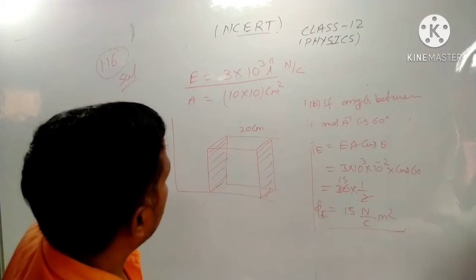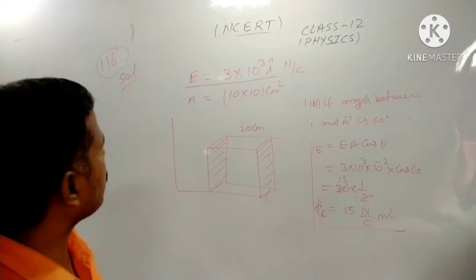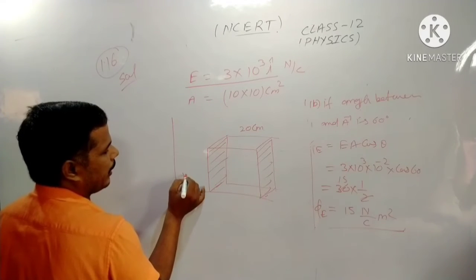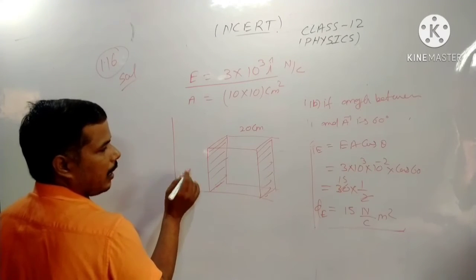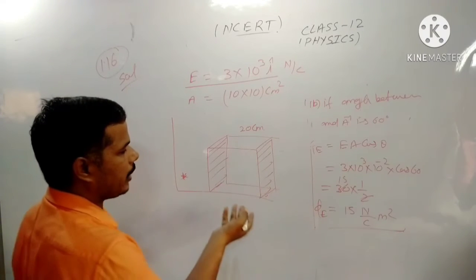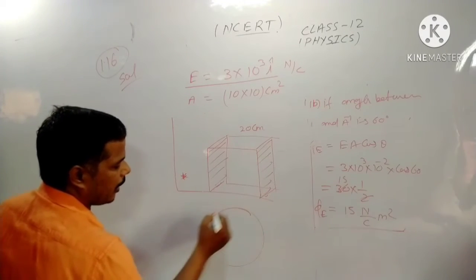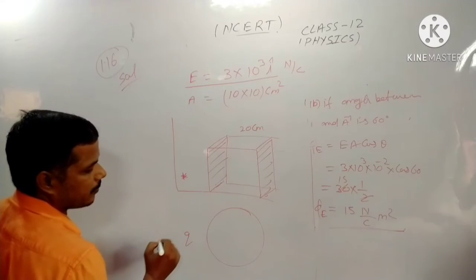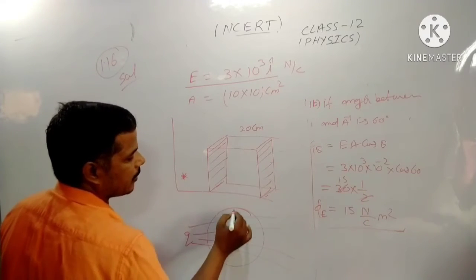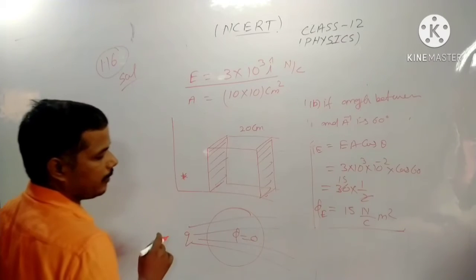Okay, now see here that in this question if we say that some charge is put here, and the electric flux through it, in the earlier Gauss theorem I have told you again that if we put the charge q in here, what will be the flux? Flux will be 0. Why?